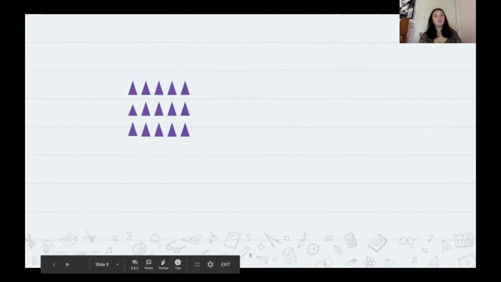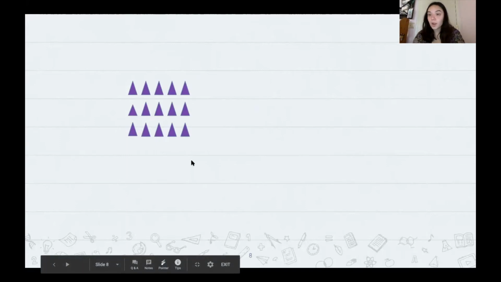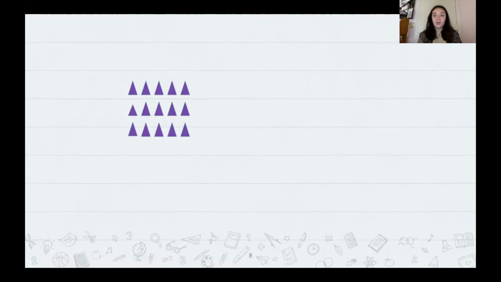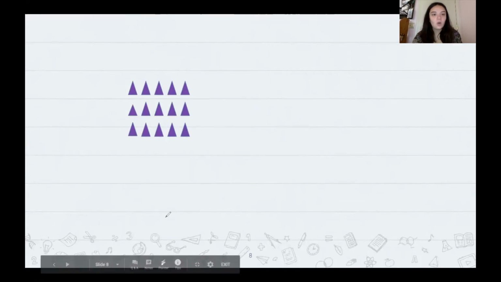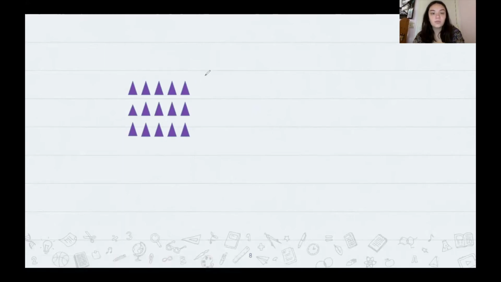So now I have, it looks like an array, very structured. We have groups and rows. So go ahead and try to write a multiplication sentence for that. Go ahead and pause this video and try that out, and then I'm going to go over it. So we have 5 columns here, 1, 2, 3, 4, 5, and each column has 3 triangles in it. So I have 5 total groups, and each group has 3 triangles in it. So 5 times 3, we just did that one on the last problem, is 15.